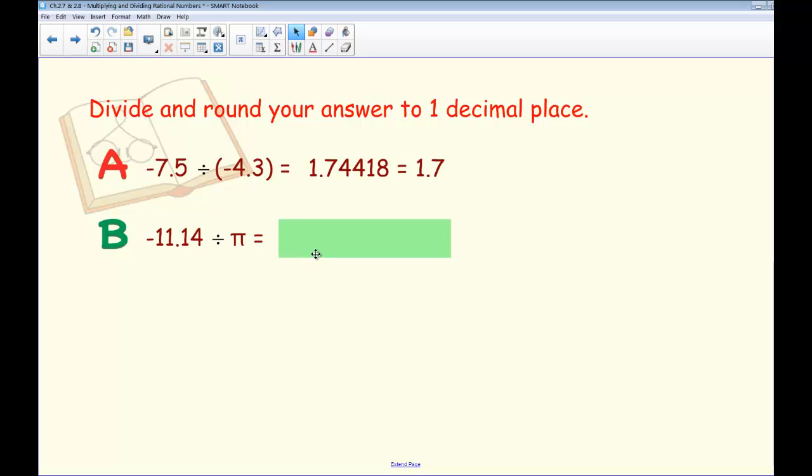So therefore, when you punch this into your calculator, it will be a negative answer, negative 3.54597. You wish to round to 1 decimal place, so the first 5 is the one you wish to round. The digit immediately afterwards is a 4, which is below 5 once again, so it rounds to negative 3.5.